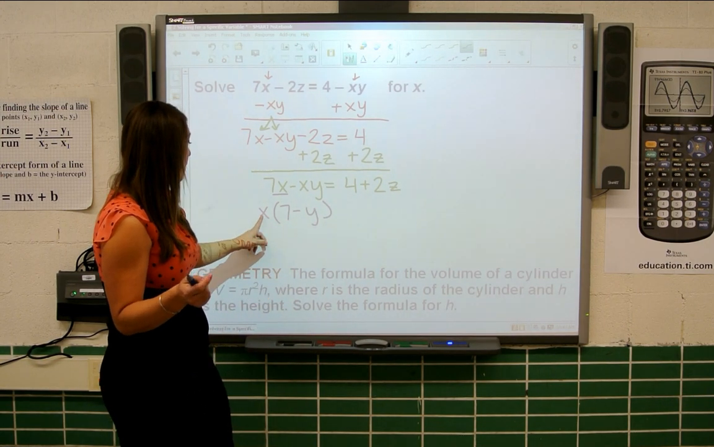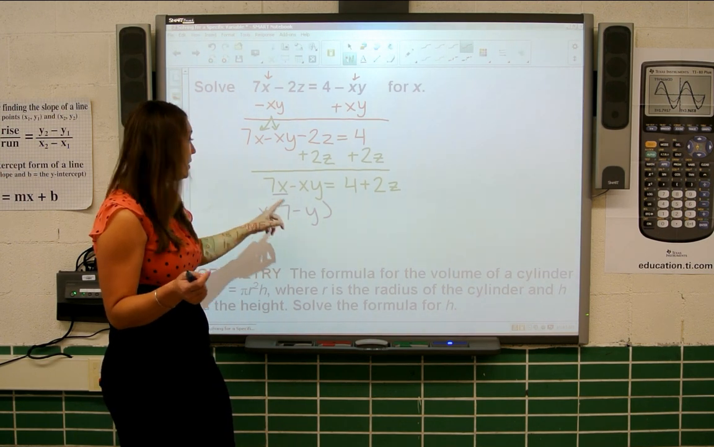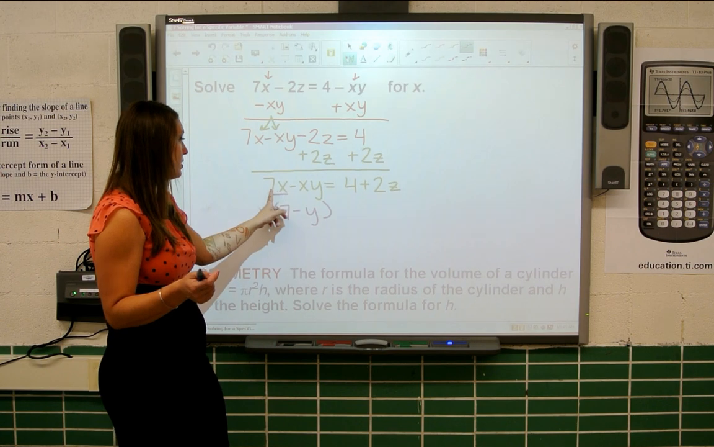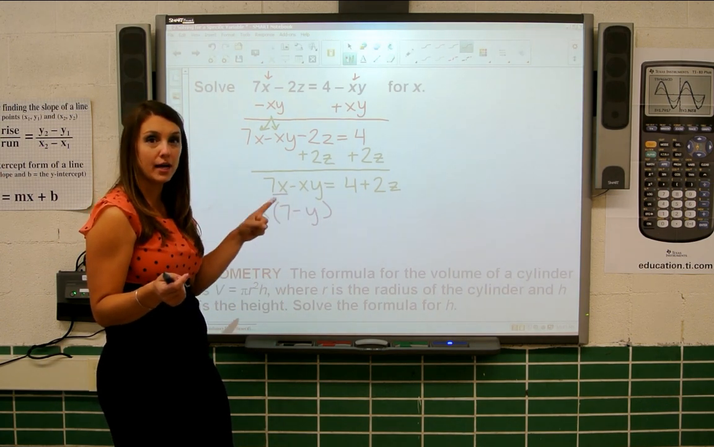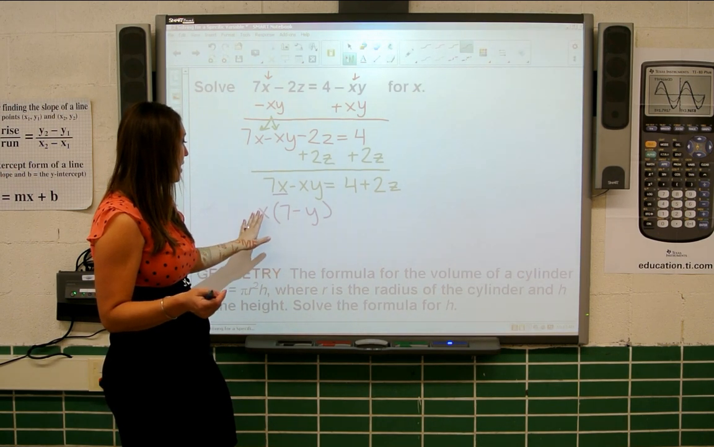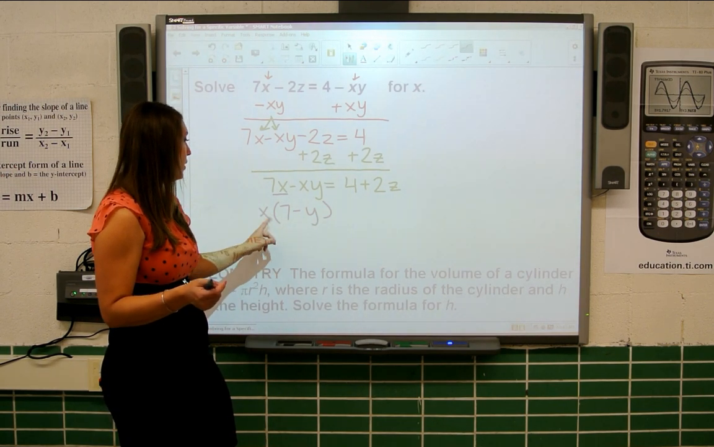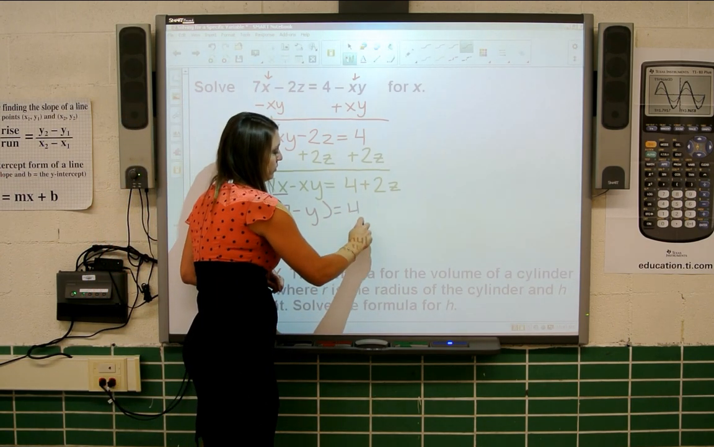Keep in mind now, if I were to take this x and multiply it or distribute it back into the parentheses, it's going to give me this up here, 7x minus xy. But for the sake of this problem, we need only one x. And this is how we go about doing it. We factor it out. So now we have x times this entire quantity, but we only have one x. And the right side's not going to change for now.